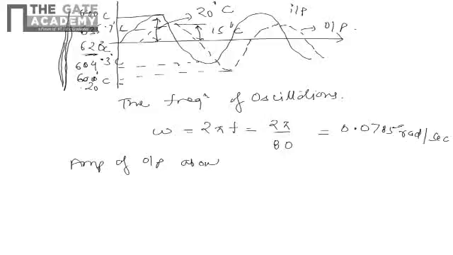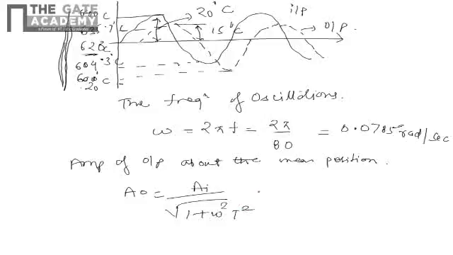Now the amplitude of output above the mean position is, for that, the amplitude of output about the mean position will be A0 equals AI divided by the square root of 1 plus omega square tau square. Which comes out to be, the amplitude we have just seen in the graph is 20 degrees Celsius. Then 1 plus the omega value we have just found, that comes out to be 0.0785 into 10, whole square.